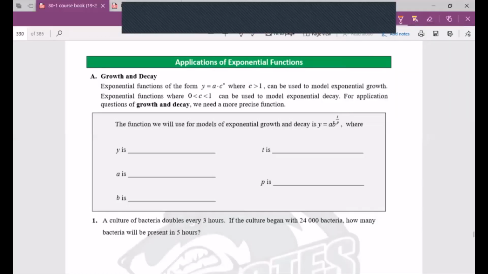Right, here we go with our next section. This is 5.7, applications of exponential functions.